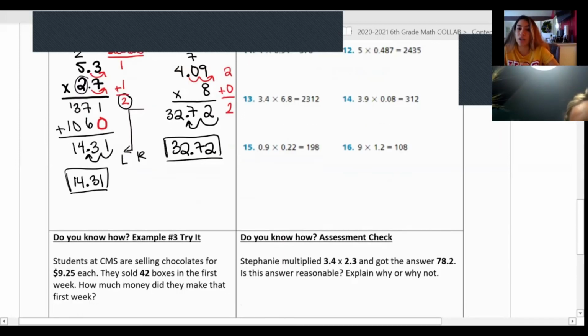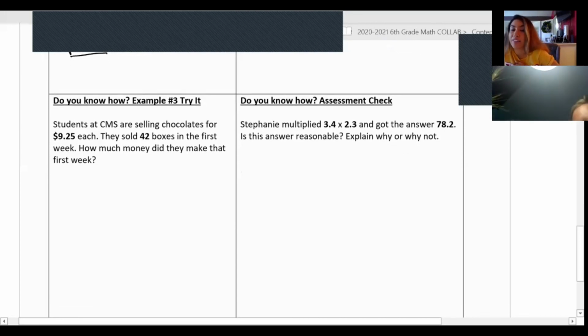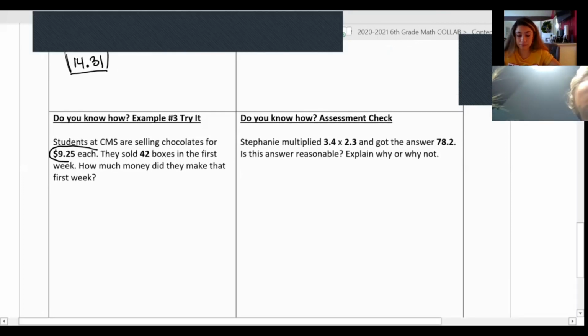We're going to jump down to quadrant number 3. Ms. Flemington is going to help you navigate how to do this word problem. All right, so do you know how? Example 3, try it. Students at CMS are selling chocolates for $9.25 each. So when I see this, I know each means that is per one. So one box of chocolates is $9.25. They sold a total of 42 boxes in the first week. How much money did they make that first week?